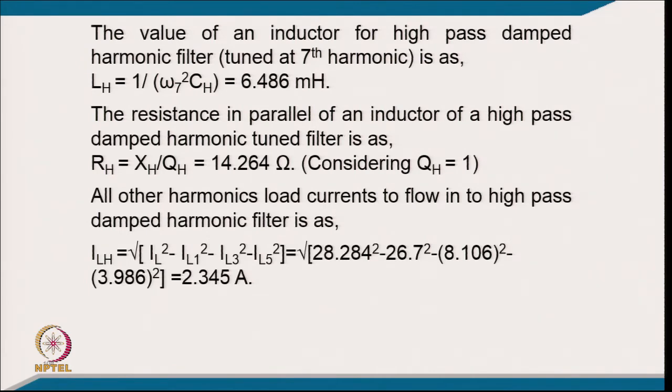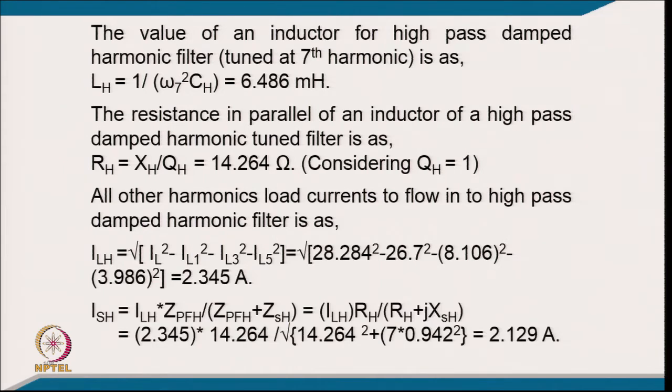So, we can find out ILH, all the higher order harmonic current, as the square root of IL squared minus IL1 squared minus IL3 squared minus IL5 squared. Putting in the values, the higher order harmonic current is only 2.345 ampere, and all the higher order harmonics in the source current will be ISH, equal to ILH into the impedance relation ZPFH divided by ZPF plus ZSH, keeping the values of this.